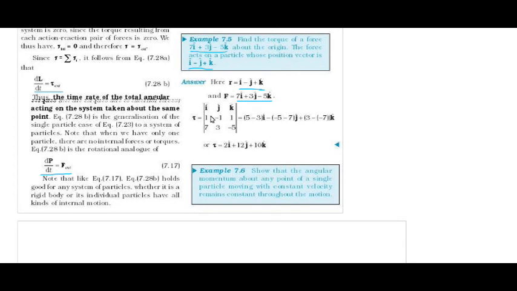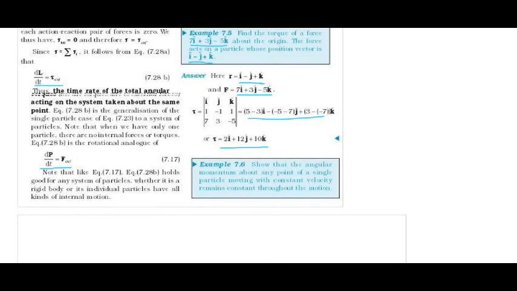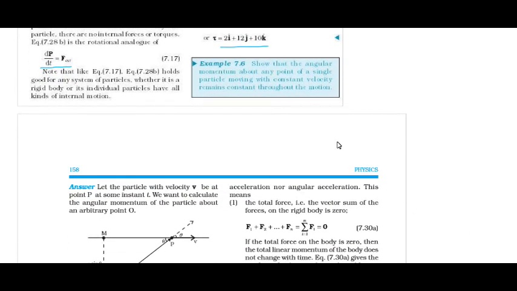So tau is equal to the cross product of R and F, and using the determinant we have written i j k, 1, minus 1, 1, 7, 3, minus 5. Upon solving we get this, and upon solving we get this. So tau's value we know. Now the next sum: show that the angular momentum about any point of a single particle moving with constant velocity remains constant throughout the motion.